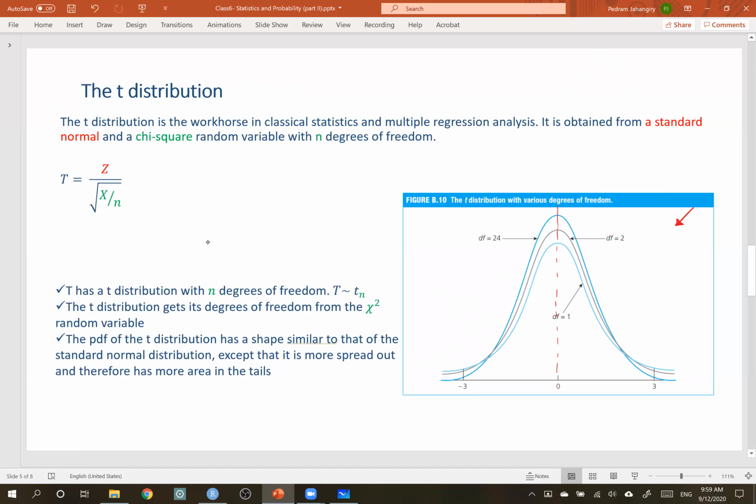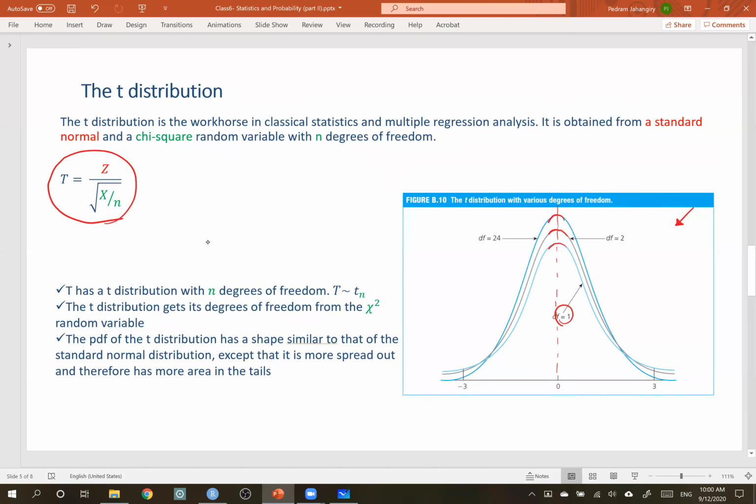However, the curvature is going to depend on degrees of freedom. If degrees of freedom is, for instance, 1, it's like this. If it is, let's say, degrees of freedom 2 versus degrees of freedom 24, as we increase the degrees of freedom, this curve is going to look a lot more like the normal distribution. In theory, if degrees of freedom approaches infinity, the t-distribution and normal distribution are exactly the same.